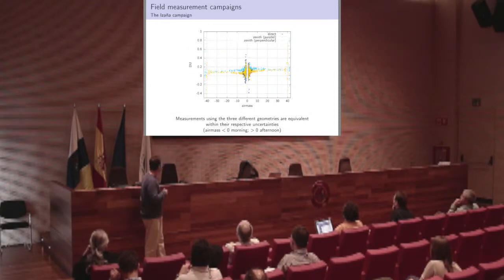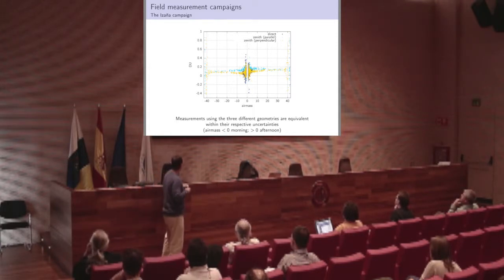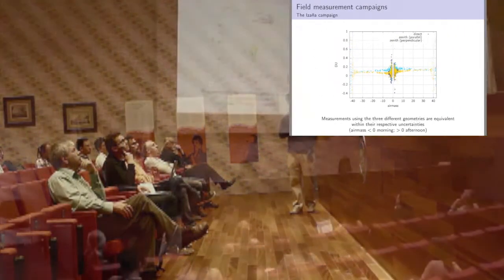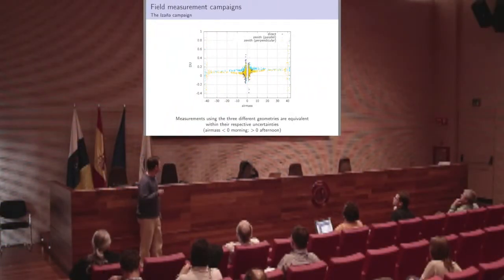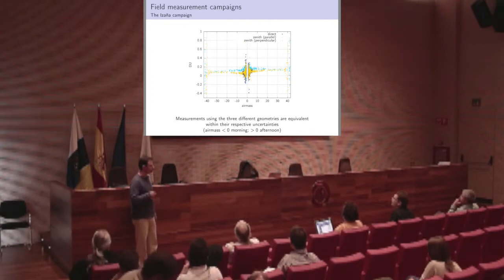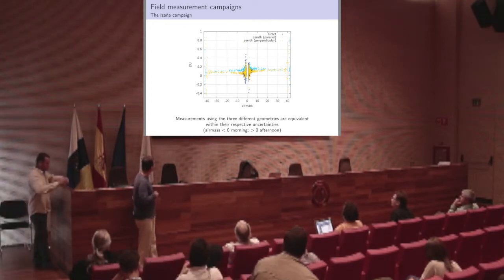Okay, these are all the results of the campaign for the 3 different geometries as a function of the air mass. You see that they are almost the same within their uncertainty. The direct sun measurements and the zenith measurements in the parallel polarization quite perfectly overlap, while the perpendicular polarization is a bit higher. And that's probably due to the remaining ring effect.